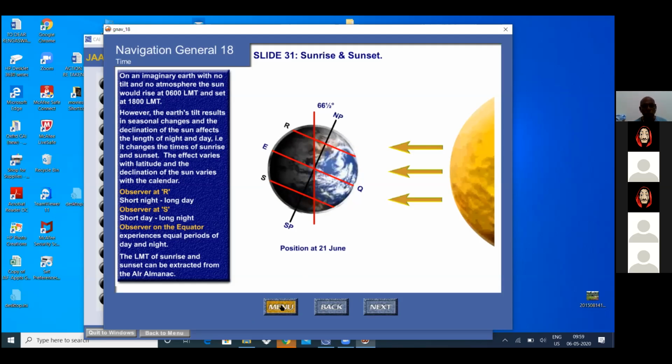This part about sunrise, sunset, and why it changes at various parts of the year, is this clear? Yes. Everyone clear? Yes, sir. Hours of daylight and darkness, the declination of the sun, okay.